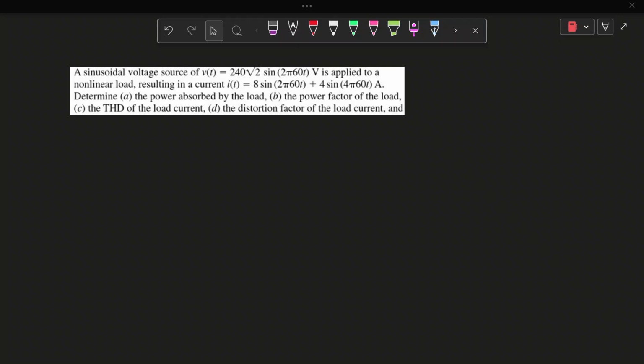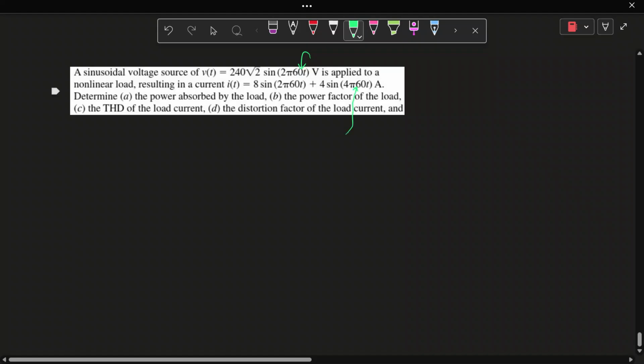So today we're going to be going over a power electronics problem on power computations. In this problem, we are given a sinusoidal voltage source with one harmonic, 240 square root 2 sine 2 pi 60t, and it's applied to a nonlinear load. So it's going to result in a current that produces harmonics. Now we have the fundamental frequency here as 2 pi 60, and we are ending up with this harmonic there.